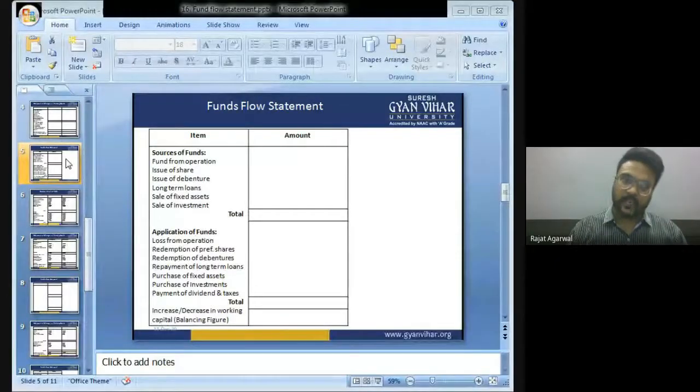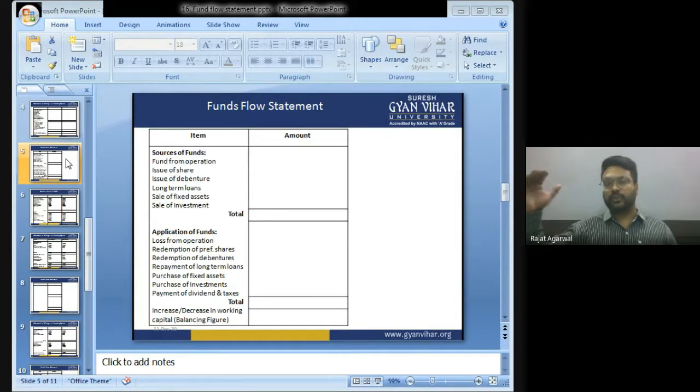So this is how we are going to prepare fund flow statement. Sources of fund, from where we are obtaining the funds, application of funds, where we are employing the fund. The total of sources of fund will be deducted from total of application of fund. We will get to know what is the increase and decrease in working capital.